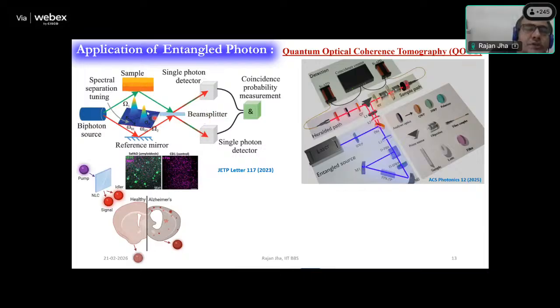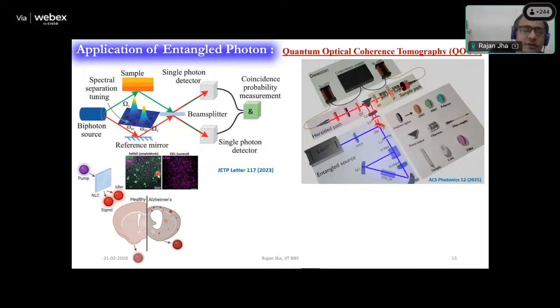When you do the coincidence, it will come along with the features available with the sample. So this was a simple reference mirror. This is a sample. The only thing is the sample needs to be reflecting in this particular case. Otherwise, you're not able to do the recording. And then you do the coincidence measurement. And this is what people have shown for the signal and idler.